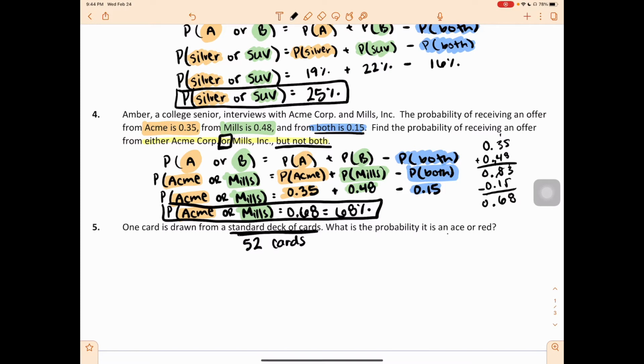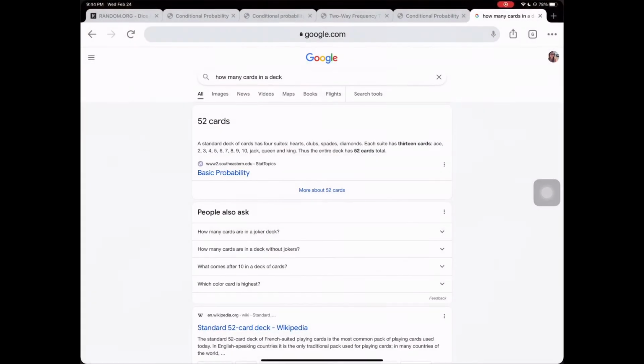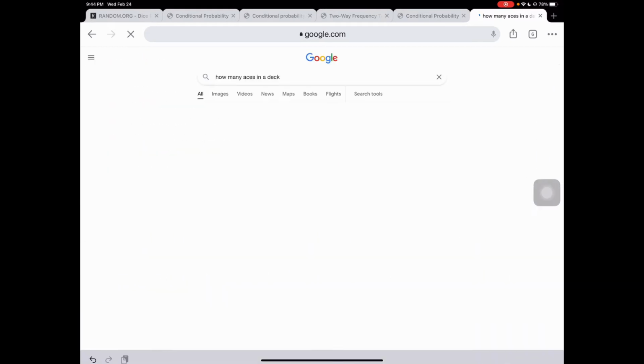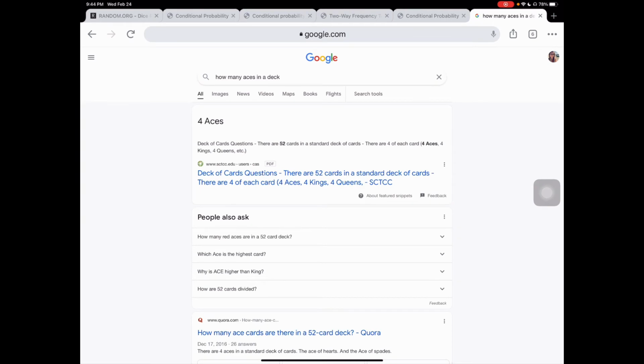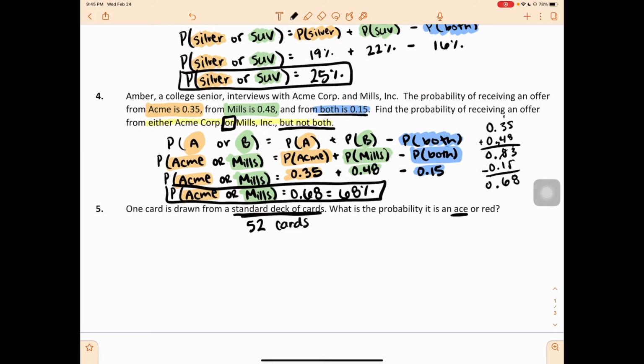Well, okay, if you've never played cards before, you'd have to look up how many aces are in a deck of cards. So I'll go ahead and do that here. How many aces in a deck? 4 aces, okay? Just so you know, I know all these answers, but I'm showing you how you would find it if you did not. So there are 4 cards that are ace, right?